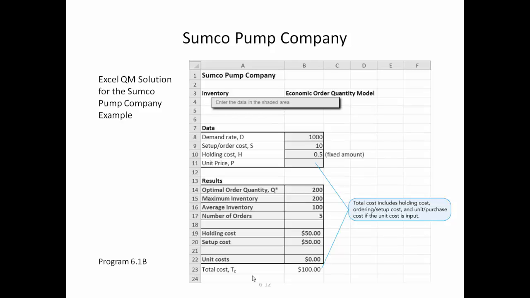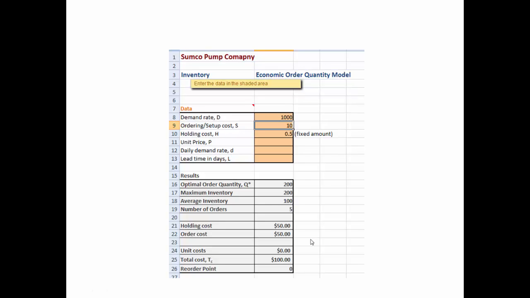Okay, and what we end up with is the holding cost, the setup cost, and as you know, we do not have the unit price, so we leave that blank, and we're going to get what we came up with before. The total cost is $100. The optimum order quantity, or the EOQ, is 200. And if I did this in my 2007 Excel, I'm going to put in 1000, 10, and 0.5. I will leave these blank, and I get the same information.